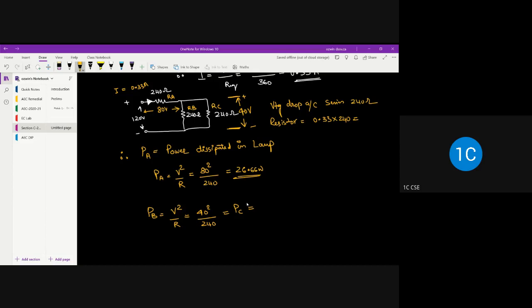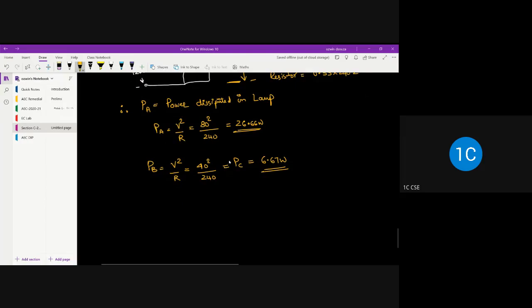So basically it is 40 square divided by 240. That's the resistance value. 6.666, or in short 6.67 watts. So PB is equal to PC. That's your second part.